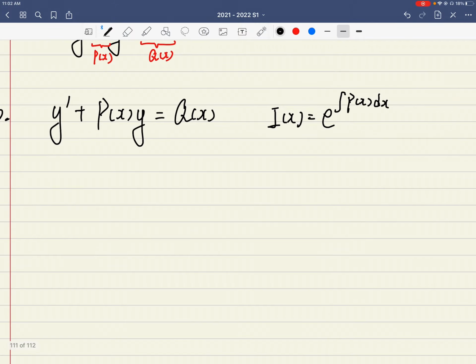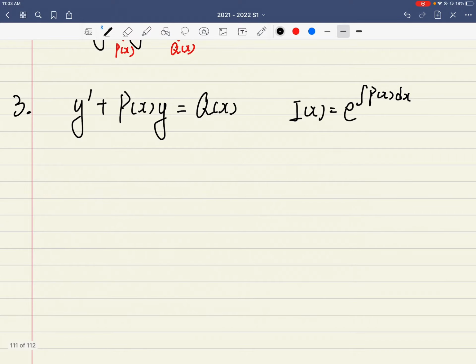You have p(x), you just need to integrate p(x) and take e to the power of that. One thing: when you get the answer, you don't have to add plus c here, not like the regular indefinite integration. Just leave it. If the integration is just x, leave it as x. If it's x squared, leave it as x squared. Don't add plus c here.